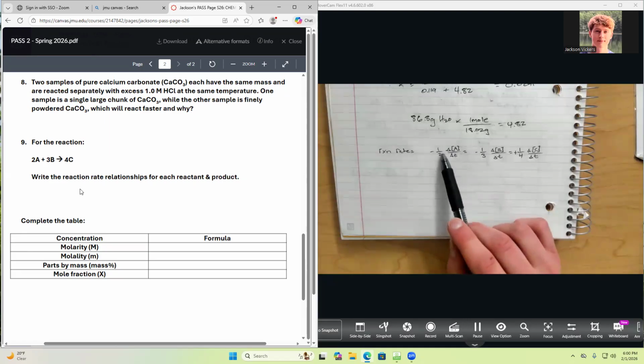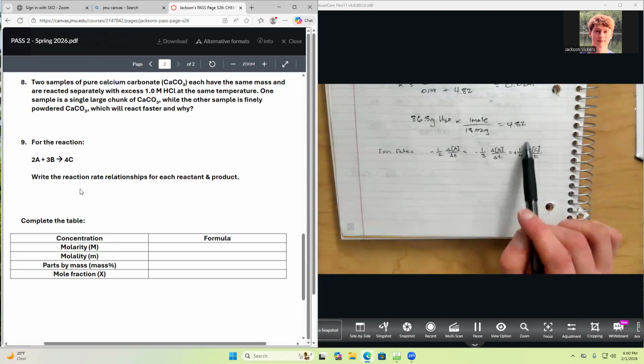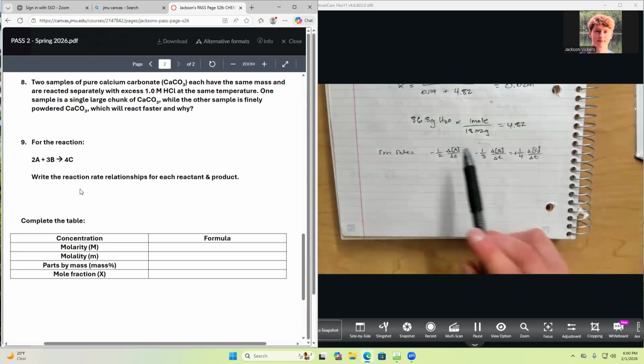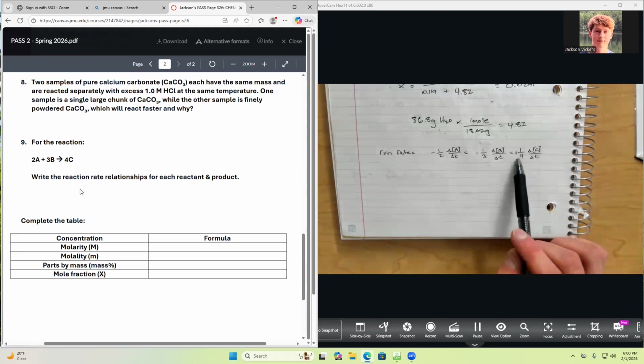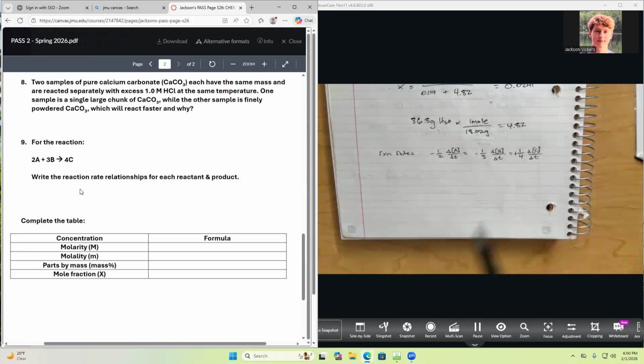So don't even worry about why. As long as you know it's going to be 1 over 2, 1 over 3, and 1 over 4 because of those coefficients. And then the last thing to note is that the product C is going to have a positive sign in front of it instead of a minus because we are forming it as it goes on. So not bad. Anyone have any questions about that stuff?